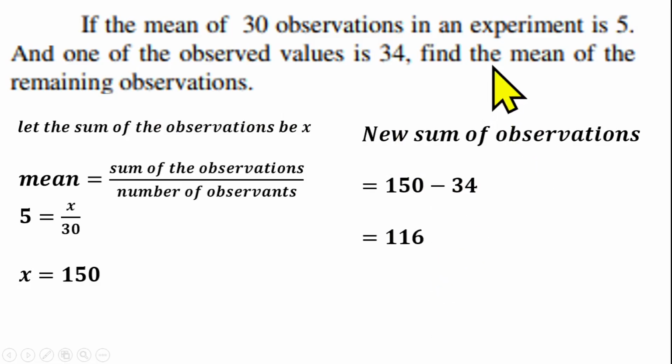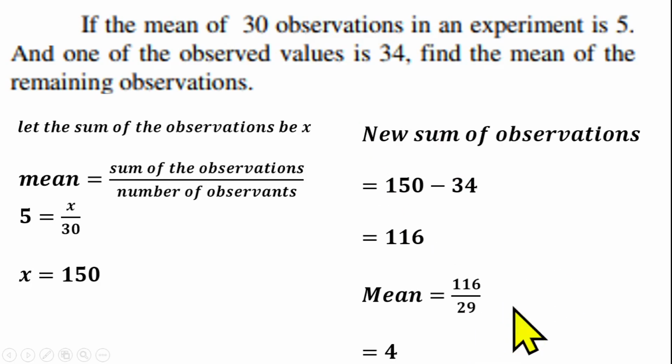Then from there, to find the mean of the observations, that will be 116 divided by how many observations do we have left? We have 29 because we have already removed one observation from it. So that will give us 116 divided by 29, and that will give us 4. So the mean of the remaining observations will be 4 in this case.